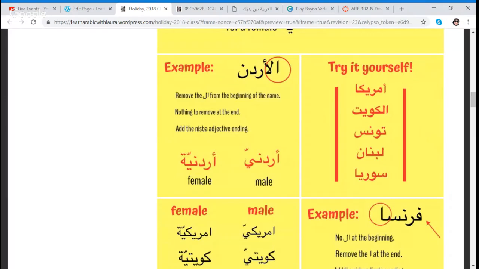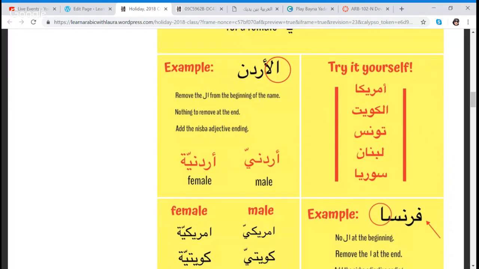Now look at the end of the word. Do you see a tamar buta? No. Do you see a ya and an aleph? No, just aleph. You see an aleph. Okay, so you have to take off the aleph. So what does that leave you with then? Amrik. Now, to that stem, you need to add the nispa adjective endings. So for a male, we're going to add what? Ya and shadda. Okay. So pronounce that for me. Amriki.